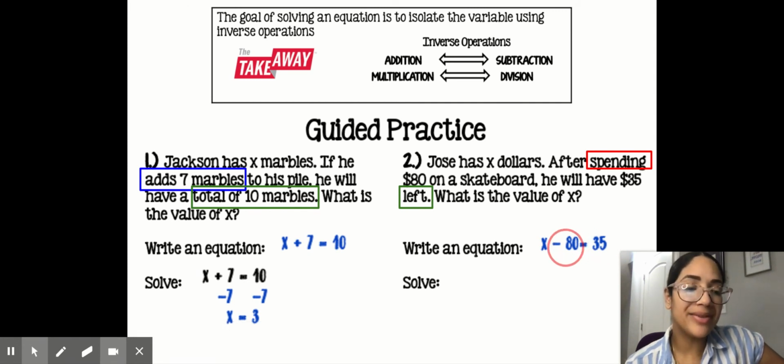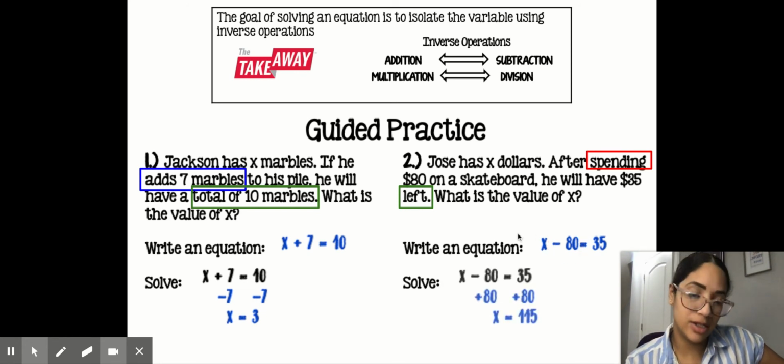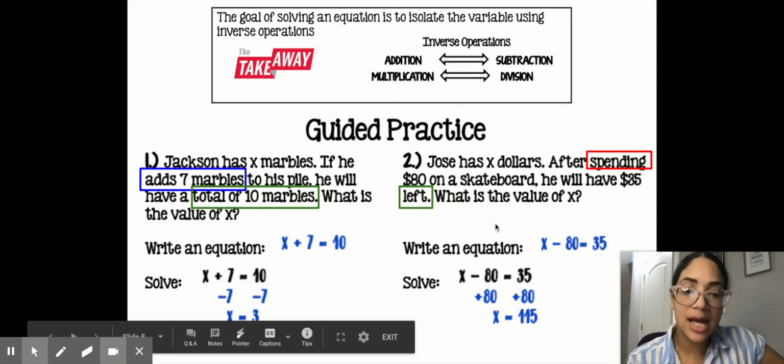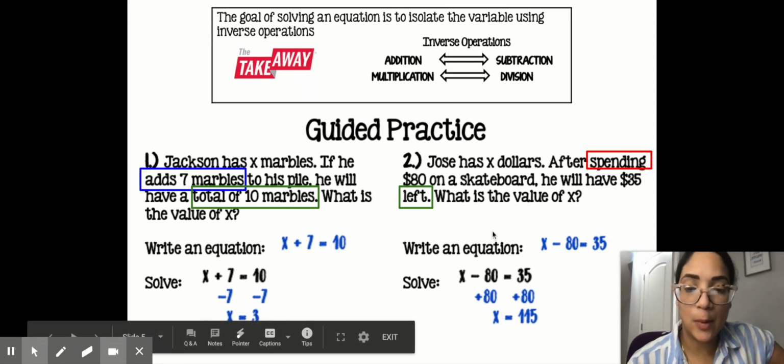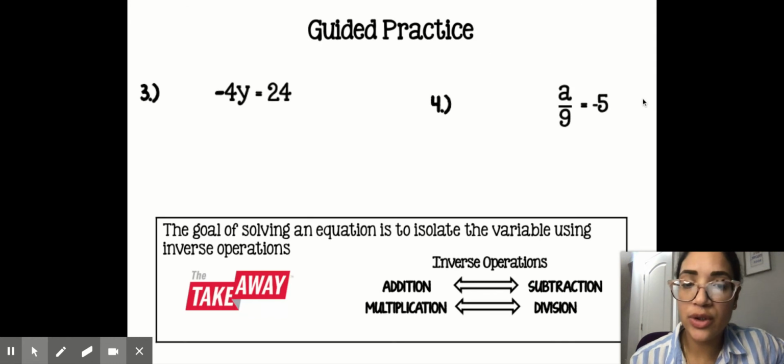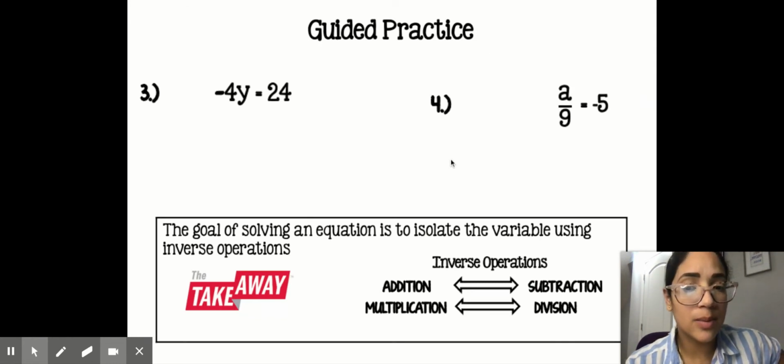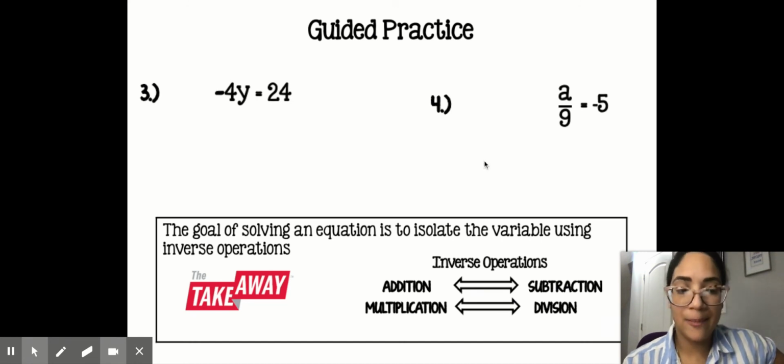So think about what the inverse of subtracting 80 is. What is the opposite of subtraction? Addition. So I added 80 on both sides and I got 115, okay? All right, let's do 2 more problems really quickly. I think it's important for you guys to practice these types of problems because sometimes they could be tricky, okay?